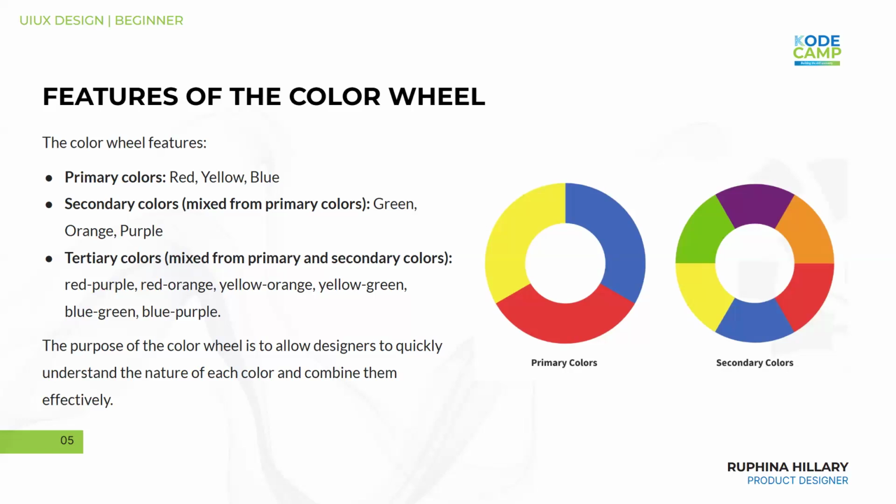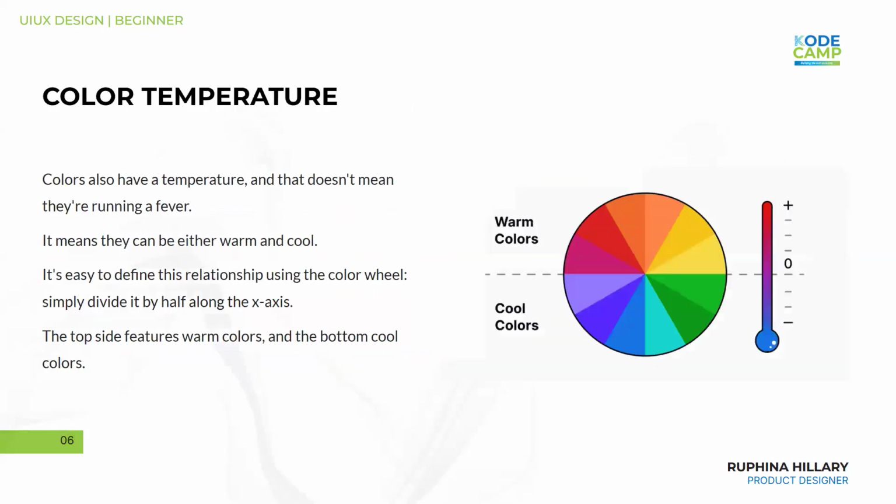The purpose of the color wheel is to allow designers to quickly understand the nature of each color and combine them effectively. So the terminology we're going to get familiar with is color temperature. We have warm colors and cool colors, right? I'm not saying it's their temperature per se, but sometimes it's how you perceive colors. Colors like yellow, red, orange are warm. They give you this feeling of warmness and sunlight.